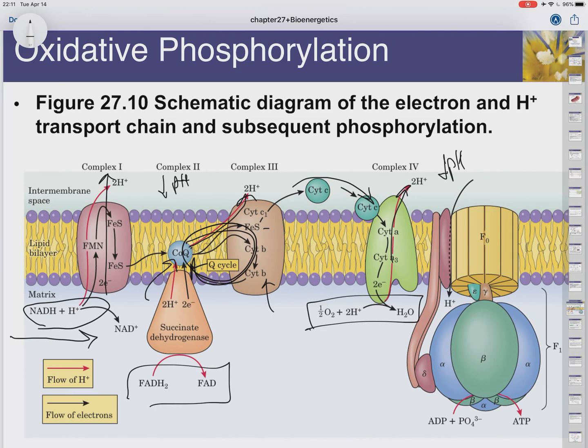And then this enzyme here, ATP synthase or ATPase, takes those hydrogens and like a water wheel uses that force to get this thing spinning. And when this thing spins, ADP and phosphate get combined into ATP.